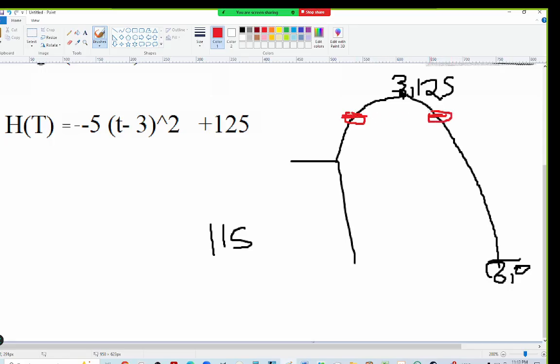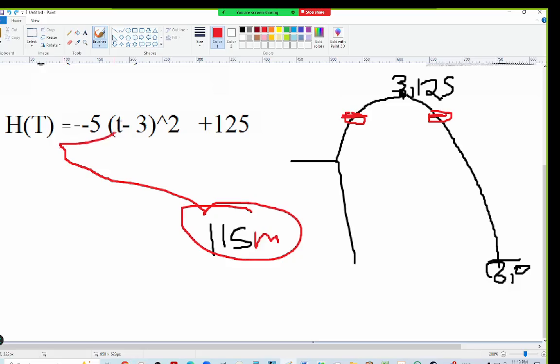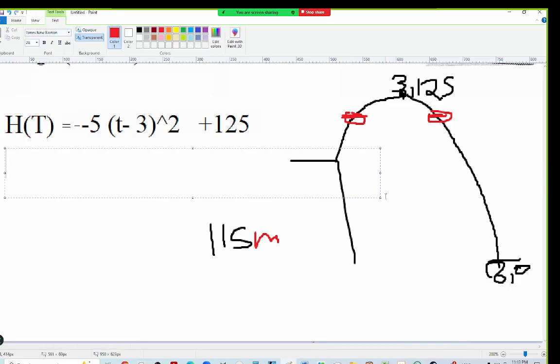This is a height, isn't it? 115 meters. Where do you see height? X here or Y there? Where's height in our equation? Here, T, or here, there? The H. That's the Y. So when they ask a specific height, here's what we do.